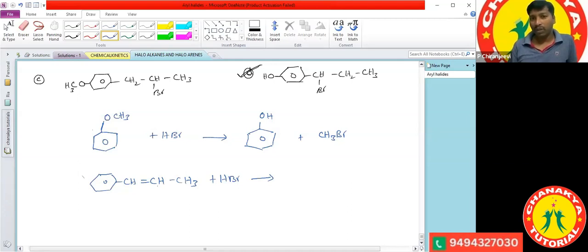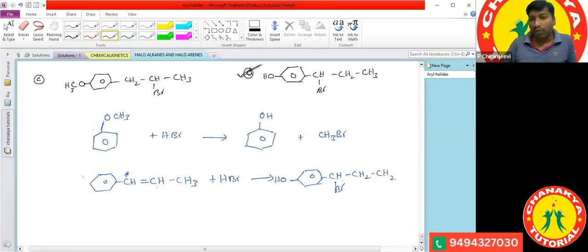Now, according to that, this carbon is called a secondary carbon, but this carbon is called a benzyl carbon. So the bromine is going to be attached to the benzyl carbon. If the bromine is attached to the benzyl carbon, this one is converted into CH bond Br bond CH2 bond CH2, and this one is also converted into an OH group. According to that, what is the answer?